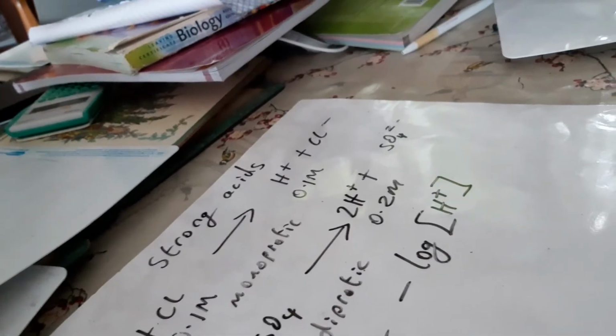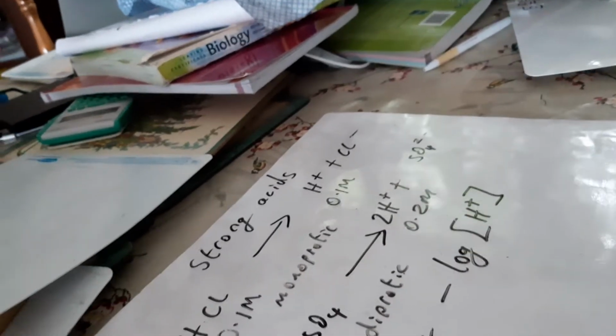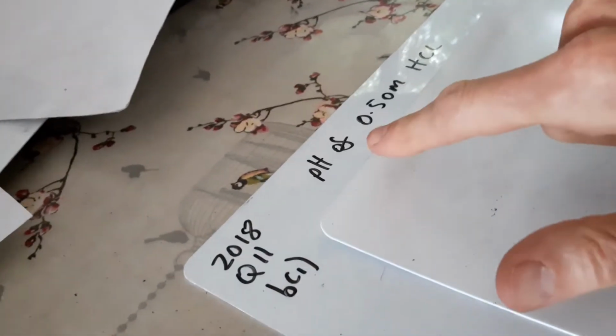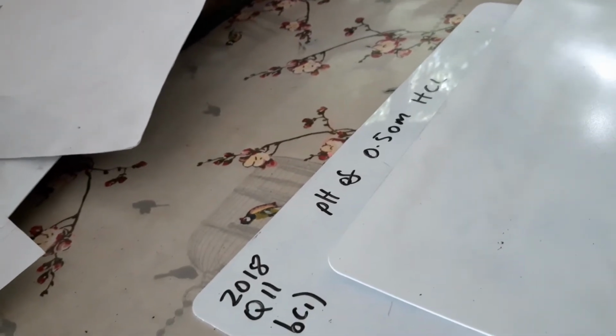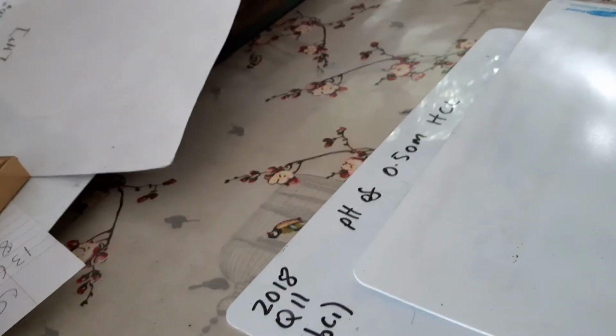All right, now the easiest way to do these is really just to do a couple of examples. So I'm going to do a couple with you very, very quickly. Really easy ones, okay? Nothing too difficult here. This is just strong acids that we're looking at today. So the first one we're going to look at is from 2018, question 11. And it asks you for the pH of a 0.5 molar HCl solution, right? So what you're going to do is get minus the log of 0.5.